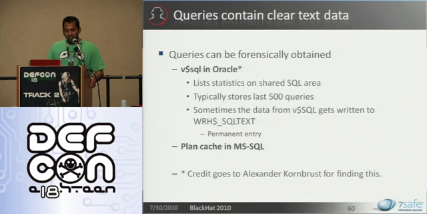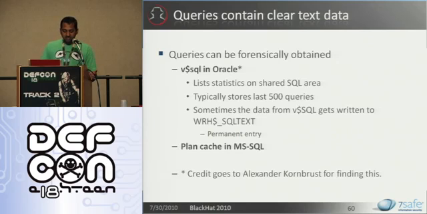V$SQL is one table in Oracle which lists statistics on shared SQL area. This table typically stores the last 500 queries. So if you repeatedly keep querying this table, you will find all queries which have been executed on the database server. Because it's a dynamic view, sometimes the content of this view gets written to a particular table, WRH$_SQLTEXT. And in that case, these queries are actually permanently logged within the database.